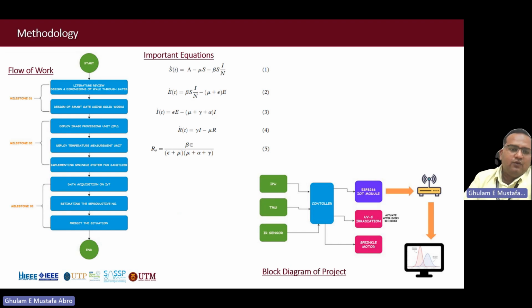This was the first flow chart. If you can see, this is the flow chart. We started with the literature review, then designing the smart gate on SolidWorks, then deploying the IPU, which is the image processing unit, then the temperature unit, which is the contactless temperature, of course. And then we have a sprinkle system for sanitizers, then data acquisition, the entire thing. You can see this entire thing in the block diagram over here.